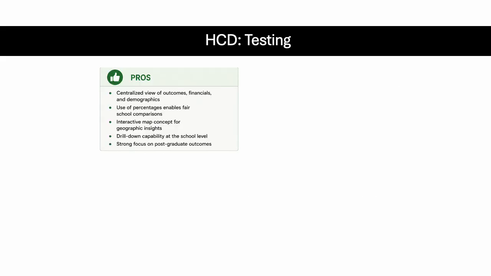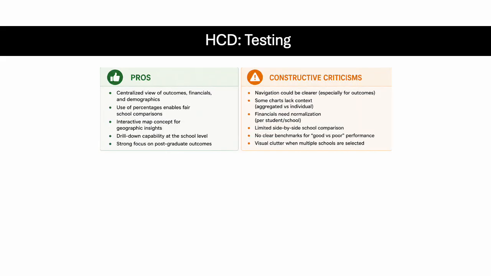For HCD testing, we had a feedback matrix come up, discussing with fellow classmates. On the pros side, it was nice to see the outcomes, financial and demographics, and it allows for school comparisons, and the interactive map is helpful for geographic insights. It really helps give us more information at the school level, and it's nice that it focuses on postgraduate outcomes. However, on the prototype, it was mostly noted that navigation needs to be clearer, especially for the postgraduate outcomes.